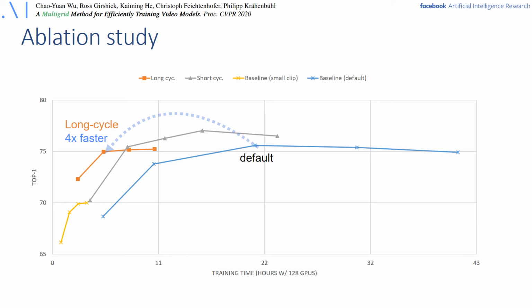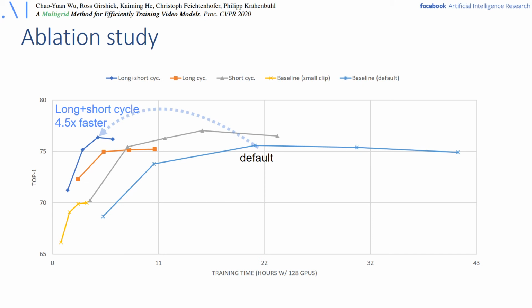Next, the long cycle, which also changes the temporal resolution and not just the spatial one over the training duration, provides an even larger improvement of 4x in the training duration compared to the baseline. Finally, the combination of the two ends up at 4.5x speedup that combines the long and the short cycles.